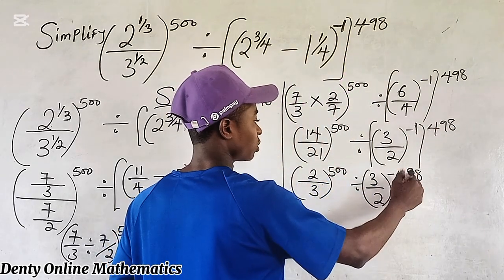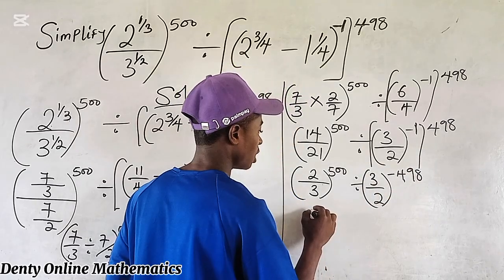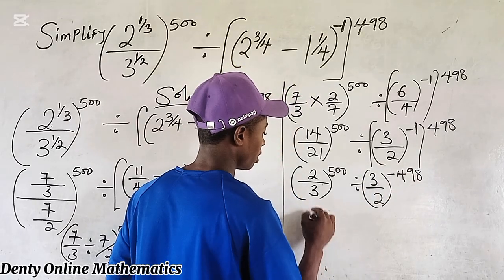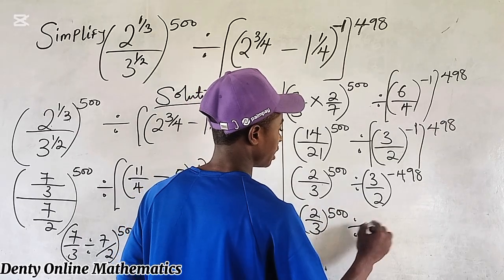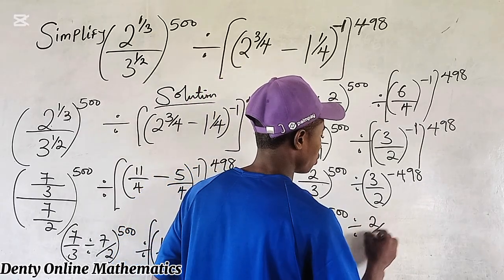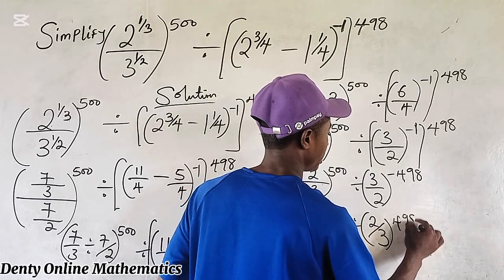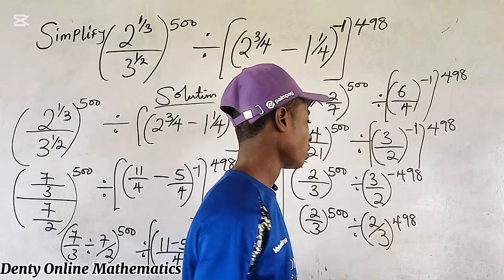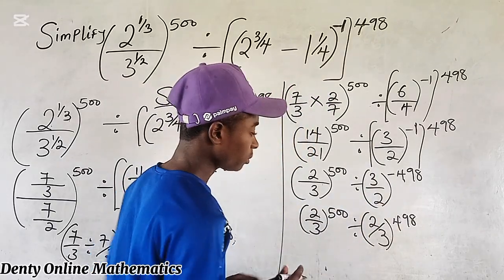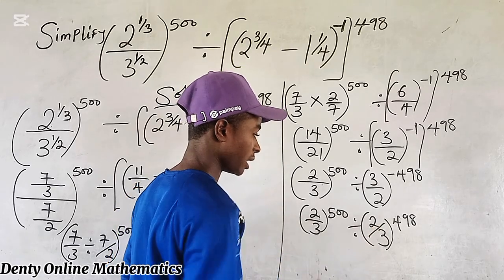Now to remove this negative sign, I'll take the reciprocal of it, so I have 2 over 3 raised to the power of 500 divided by 2 over 3 raised to the power of 498. So once I take the reciprocal, the negative sign goes out. If you observe, we have 2 over 3 as the base, 2 over 3 as the base.